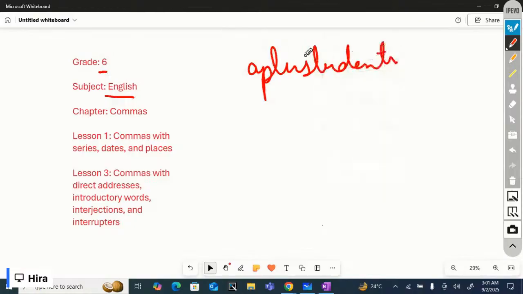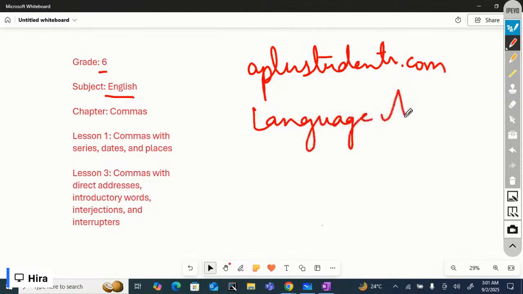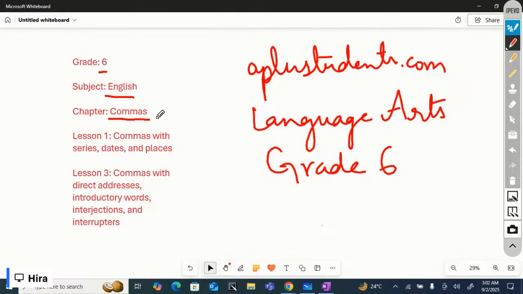Let's log into aplusstudents.com using your password. Then move to the Language Arts section. Go to grade 6, and the lesson or the chapter that I'm going to teach today is commas. It's titled Commas, Use of Commas. We are going to discuss lesson number 1 and lesson number 3.